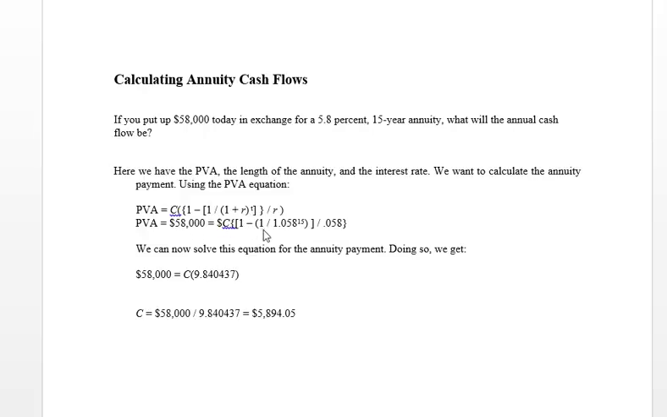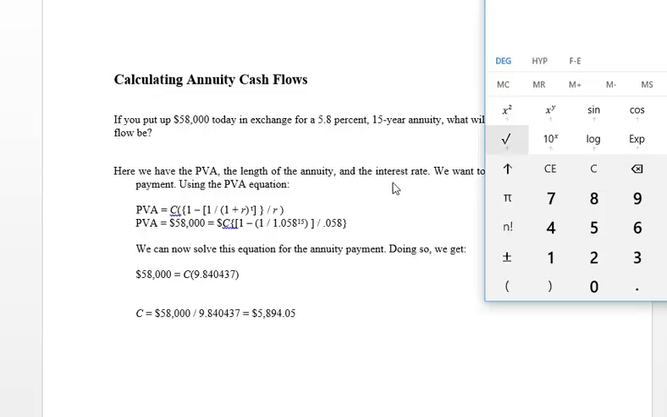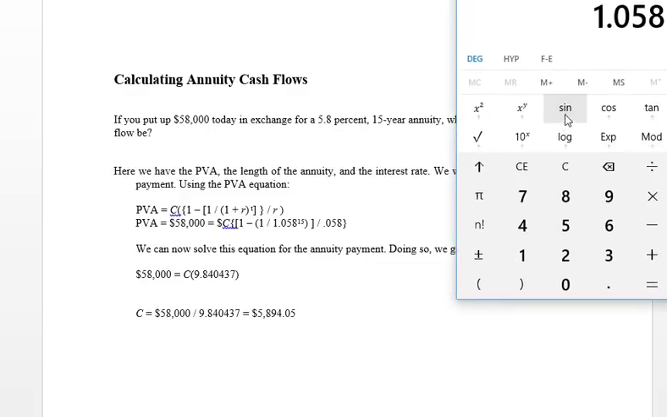You have 1 over 1.058. The way I do it is I like to clear my memory, then enter 1.058. Sometimes I put in the parentheses, sometimes I don't. Then I press the X to the Y button, and I put in 15, the number of years. So I got this number of 2.3296. What I'm going to do is save that to my memory for a moment.